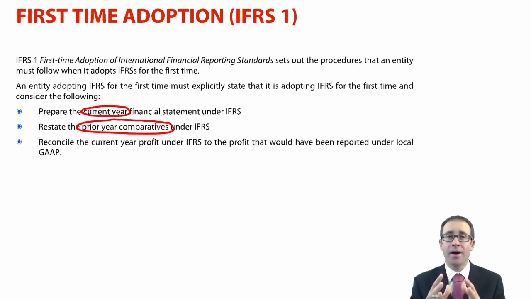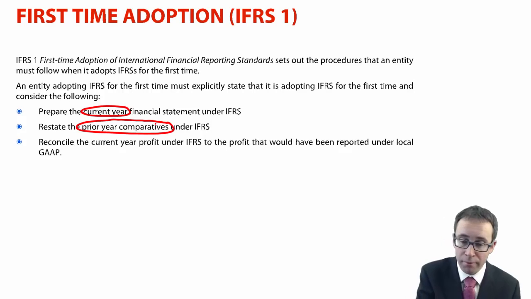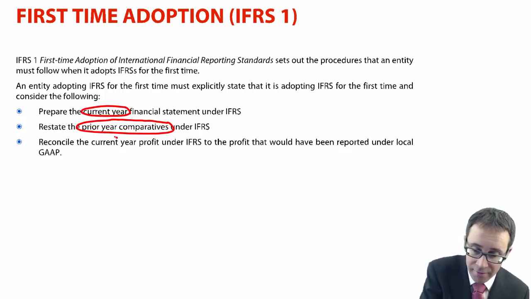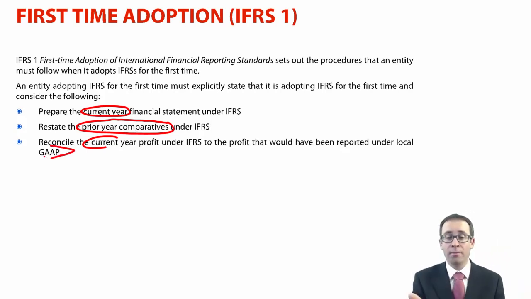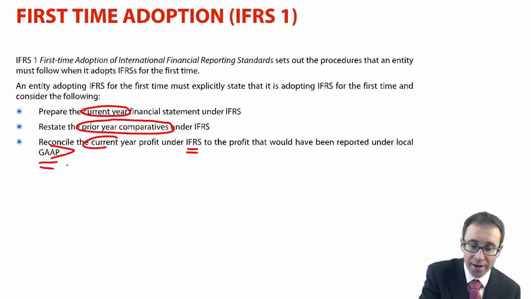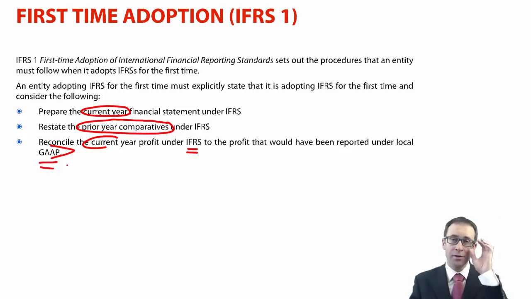Again, to aid comparability and also understandability, what you're going to have to do as well is, with your current year profit, do a reconciliation of your current year profit under IFRS to what you would have had under your local accounting rules. So it is a separate disclosure within the notes to the accounts that shows what you would have had compared to what you now have.